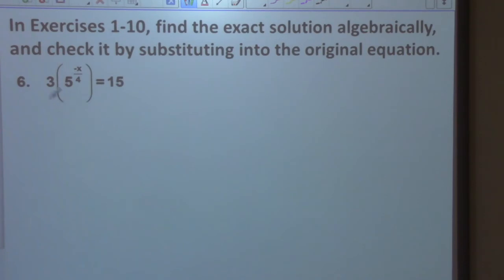So divide by 3 on both sides. So what do we get for this one? So negative x over 4 equals 12. So we get negative x equals 4, so we multiply by negative 1, we get x is equal to negative 4, okay? So that's going to be that one.